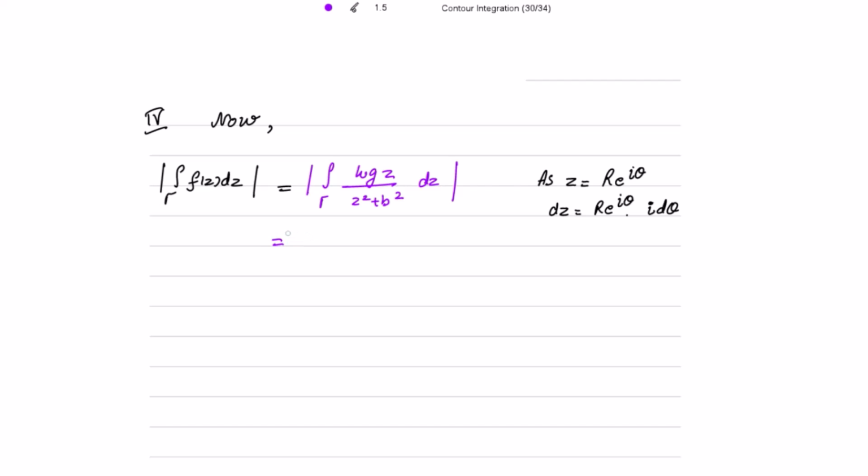So this is, I'm writing, okay, what are the limits then of theta? The limits are from 0 to pi. It is a semicircle, right? So this is the integral of log of r e^(iθ) over r² e^(2iθ) plus b² dz, and this is less than or equal to the integral from 0 to pi of the mod of log of r e^(iθ).